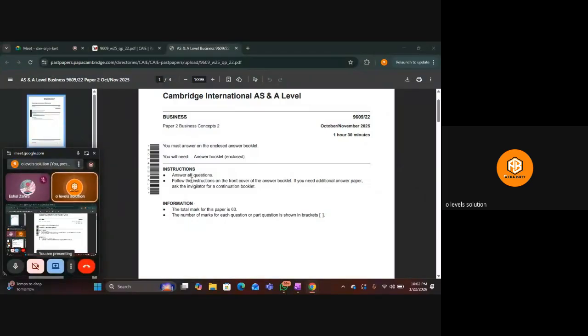Okay, so this is paper two, variant two, and we have 1 hour 30 minutes to solve it. That is 90 minutes, so you should invest 45 minutes for case study one and 45 minutes for case study number two.